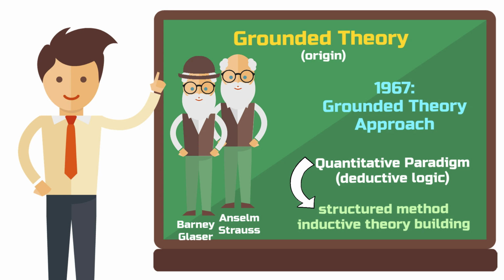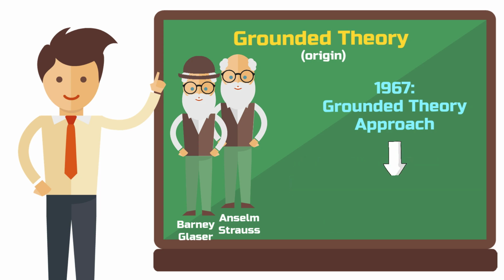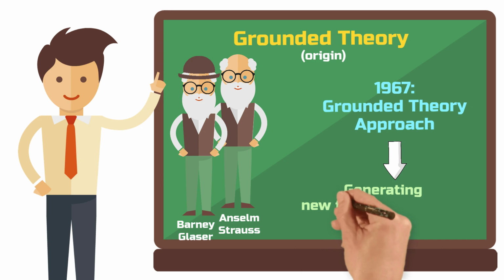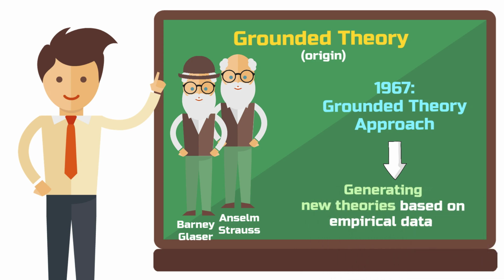The goal of grounded theory is not to test predefined hypotheses and thereby review or refine existing theories. Instead, its main task is generating new theories based on empirical data.